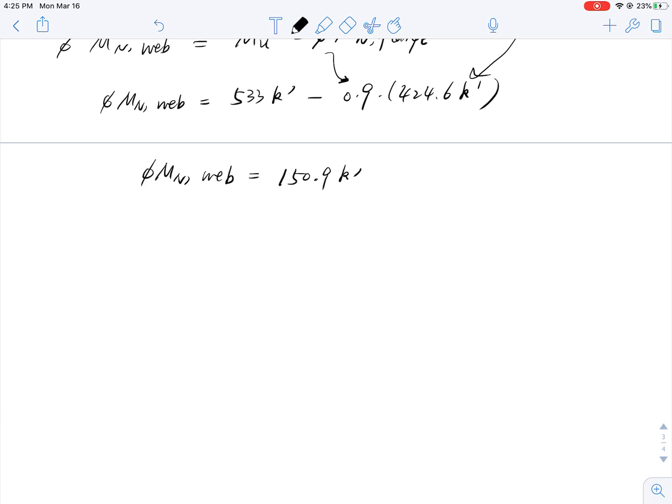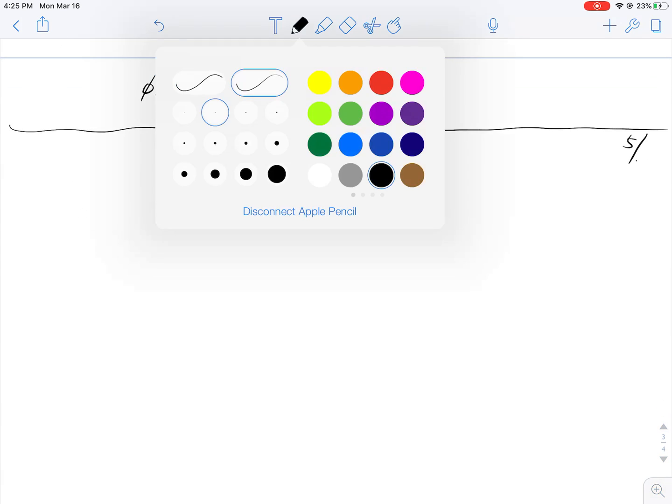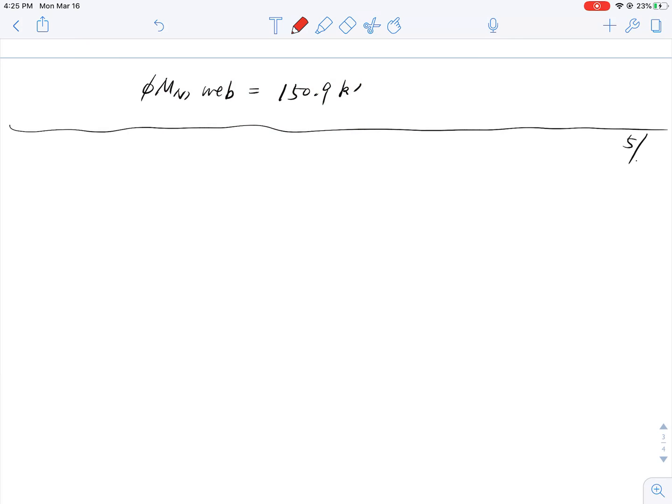Now quickly, slide number 5. Quickly recall, we're talking about the T-beam, and now we are only interested in what is the flange, what is the web, and what is the compressive zone of the web.